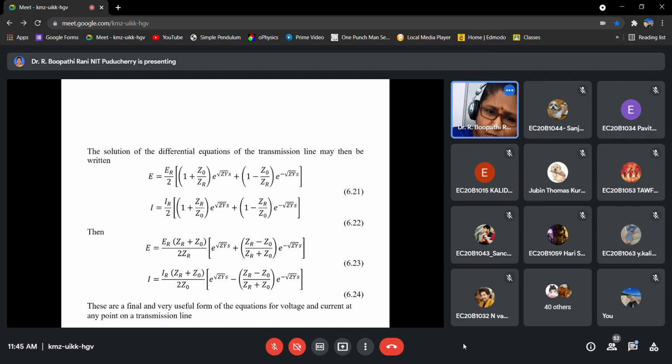Then substituting these ABCD in the E and I equations, we get the expression for voltage and current at any point in a transmission line. At any point in a transmission line, we will be able to find the voltage and current if we know the receiving end voltage and receiving end current, that is, the load end voltage and load current.